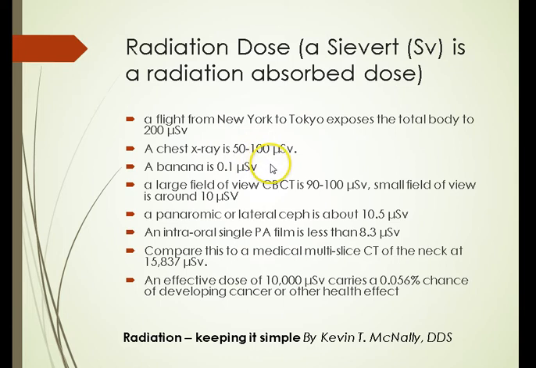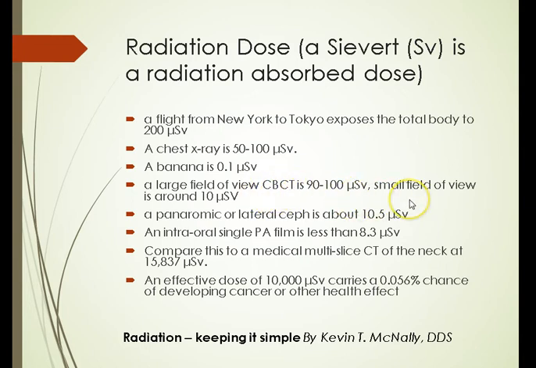Everything is radioactive. We are radioactive. You're sitting next to a tree that's radioactive. Even something like an everyday banana has a radioactive dose. So that's 0.1. Obviously, when you look at that 0.1, you can see how insignificant it is compared to a chest X-ray or the flight we talked about. A large view cone beam CT scan is 90 to 100. That's important. The whole large view CT scan, basically the maxillofacial part of it, is about the equivalent of a single chest X-ray. That tells you how safe cone beam CTs are.